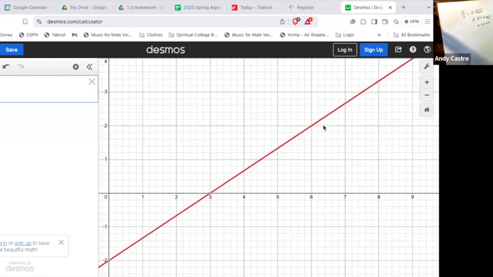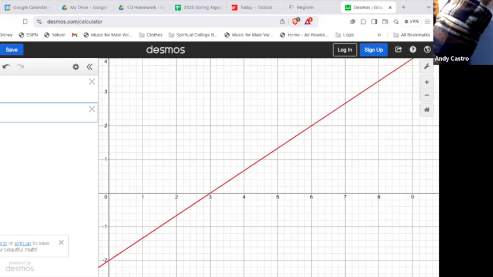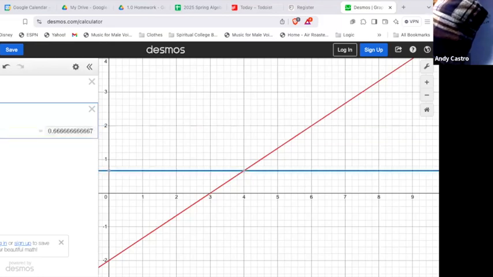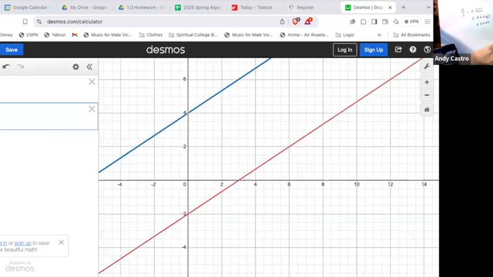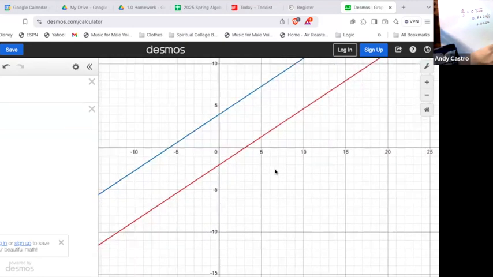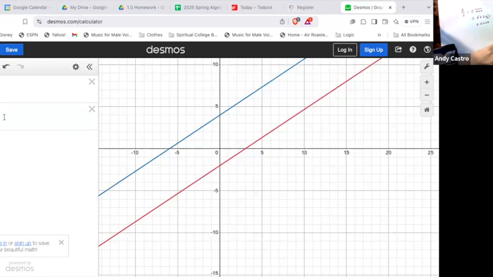All right. So I'm going to do another line. y is equal to 2/3 x plus 4. Okay. Let me zoom out a little bit here. All right. What do we notice about these two lines? We have a red one and a blue one. These two lines are what we call parallel lines. Parallel lines are lines that have the same slope.